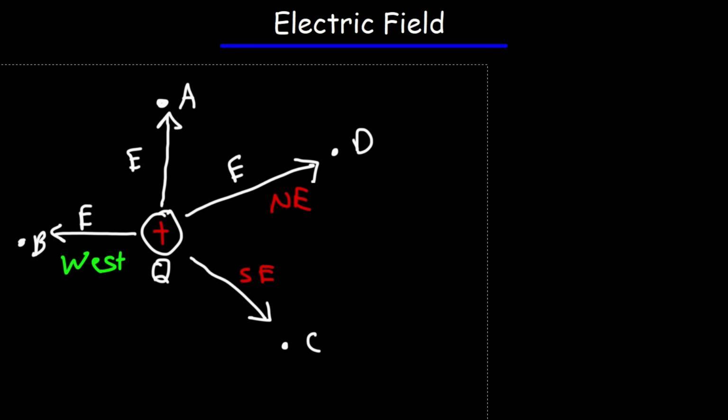Now let's do something similar, but with a negative charge. So for the sake of practice, go ahead and determine the direction of the electric field at the following points. So point A, point B, point C, and point D.